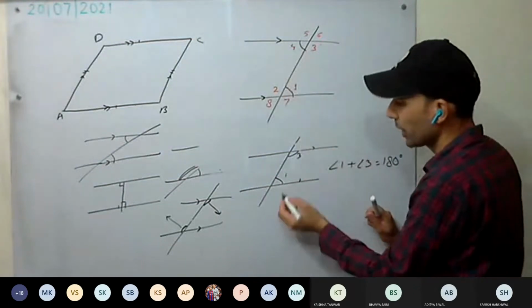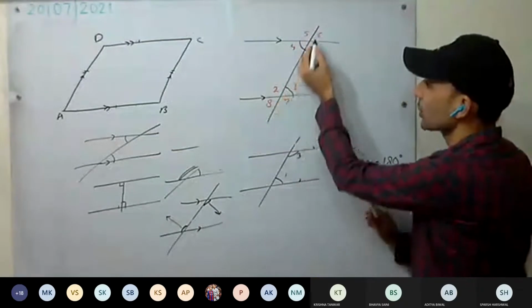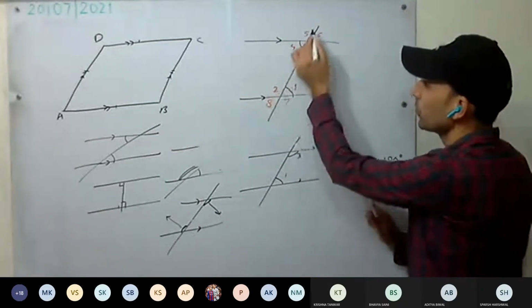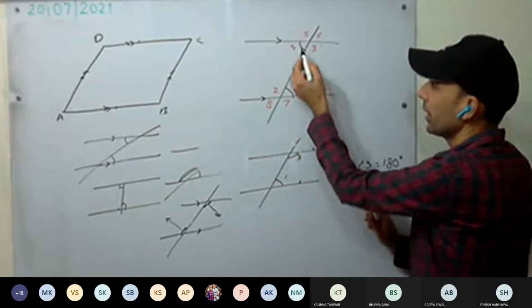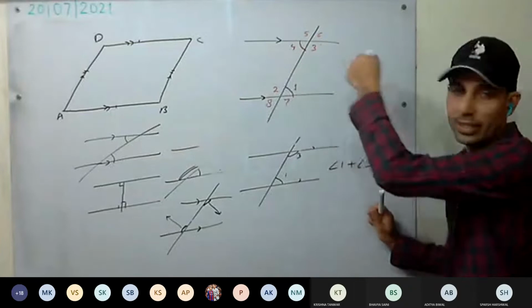Okay, and corresponding angles means they are looking the same direction. Angle 1 and 6, they are corresponding angles. Angle 2 and 5, they are corresponding angles. Angle 4 and angle 8, they are corresponding angles. Okay, 7 and 3, they are corresponding angles.